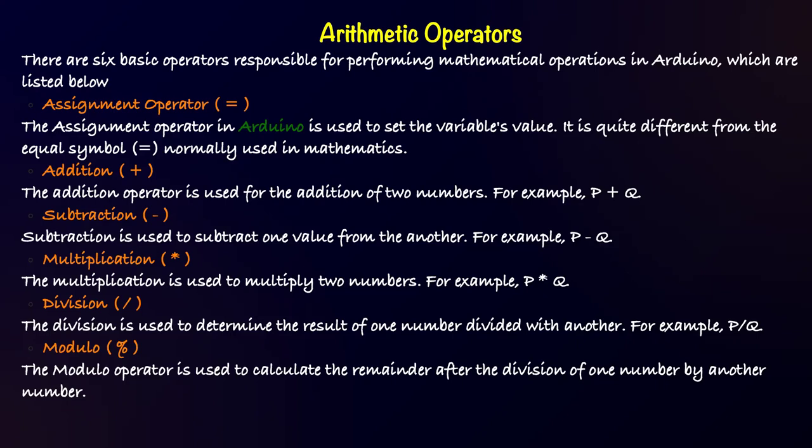It is quite different from the equal symbol normally used in mathematics. Why? Because in mathematics, for example, we write 5 plus 5 equal to 10, or 3 plus 4 equal to 7. There we use the equal to sign to define that this is the value, this is the result. But here we are assigning a particular value to a data type, and that is why the name is assignment operator and not equal.